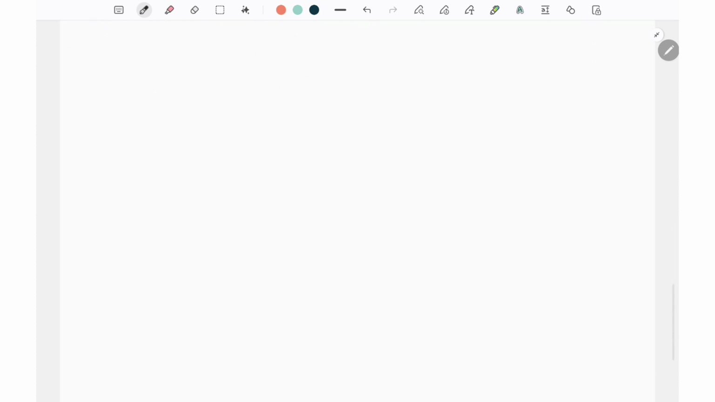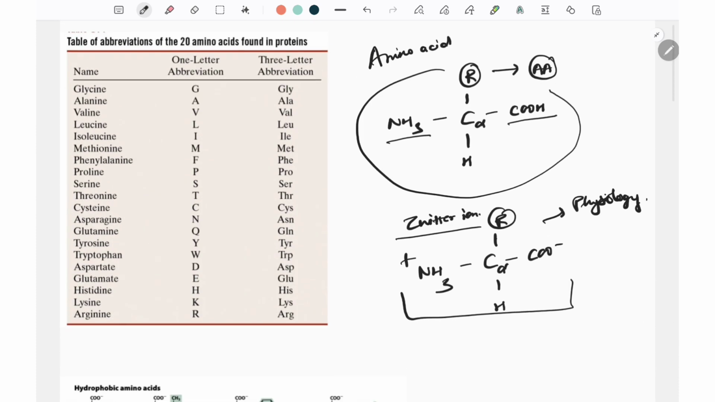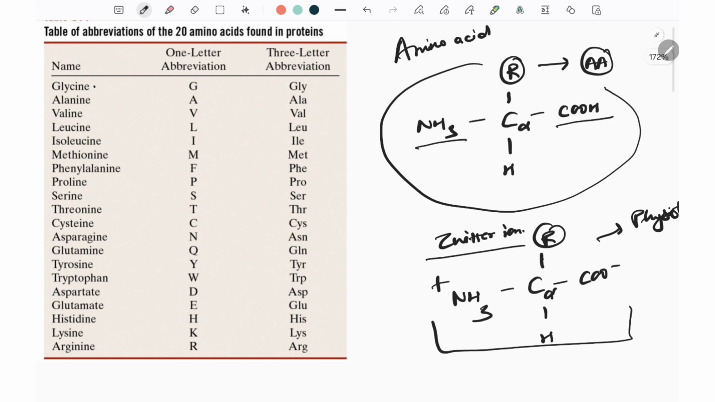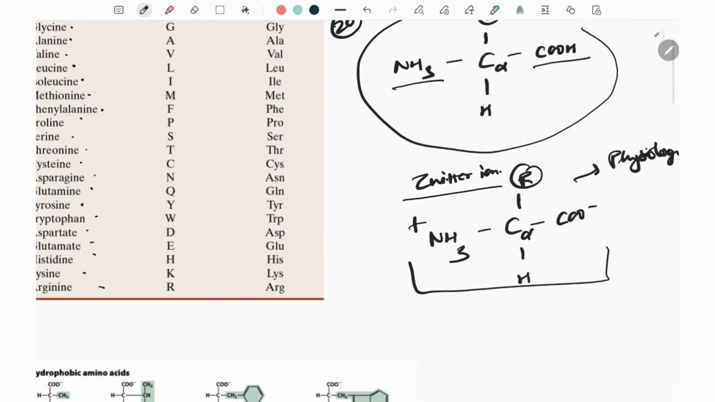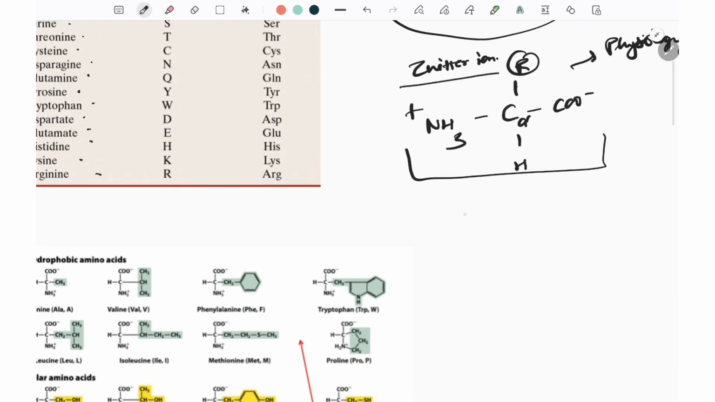If we understand the different amino acids, we have glycine, alanine, valine, leucine, isoleucine, methionine, phenylalanine, proline, serine, threonine, cysteine, asparagine, glutamine, tyrosine, tryptophan, aspartate, glutamate, histidine, lysine, and arginine. I know there are a total of 20 amino acids, and you have to learn every bit of this because sometimes questions come directly from the structure. They are going to give you a di- or tripeptide, for example, a structure like this.